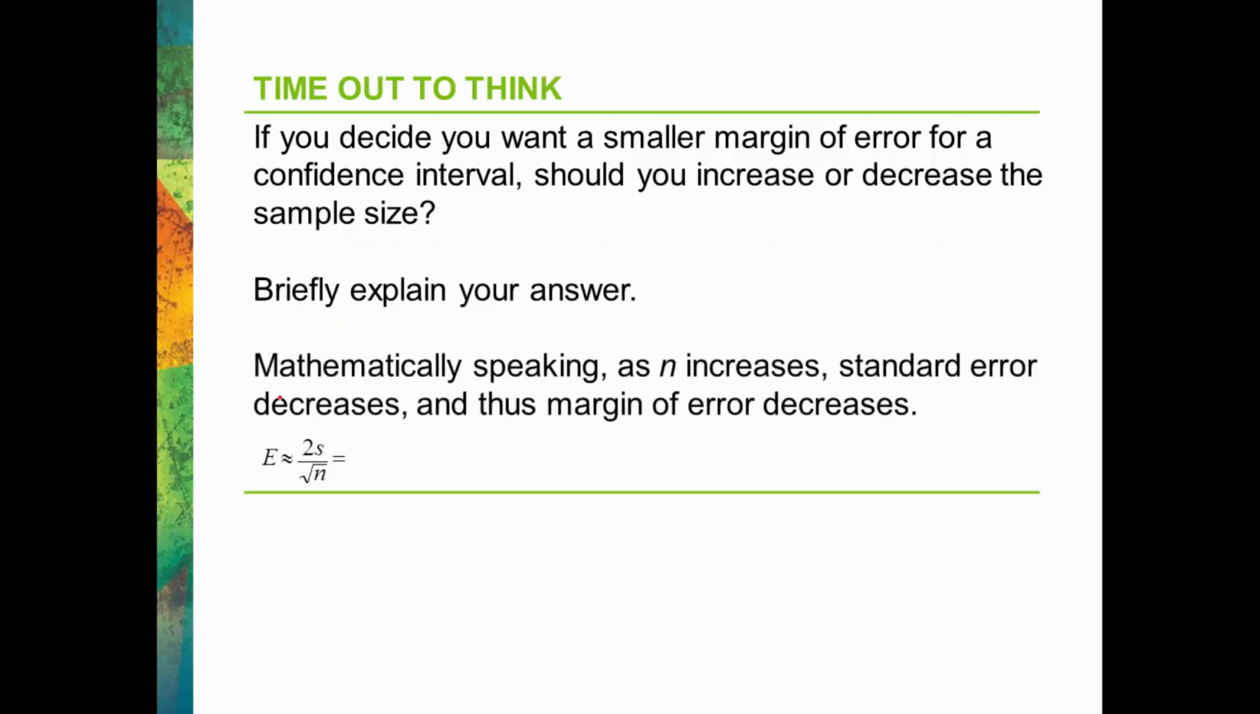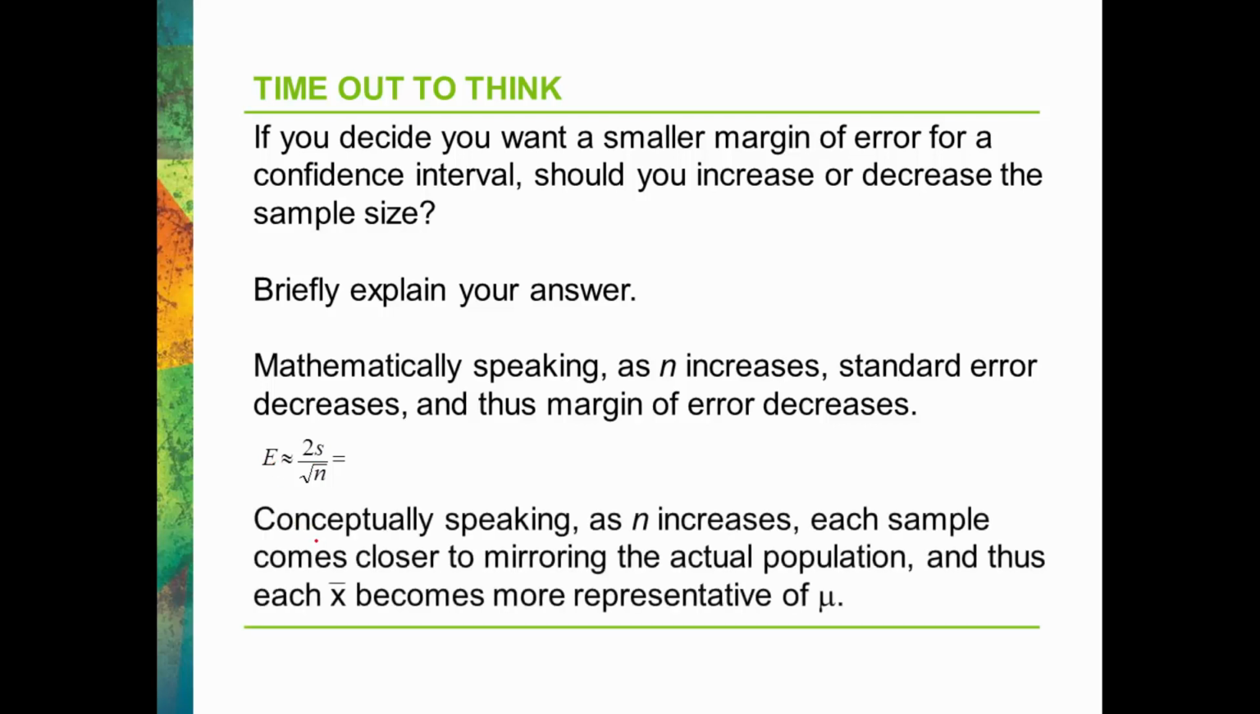Mathematically speaking, as n increases, our standard error decreases. We learned that long ago. As our sample size increases, standard error decreases, and thus our margin of error is going to decrease. So remember, standard error is simply based on our standard deviation divided by the square root of the sample size. So if we're dividing by bigger and bigger numbers, our standard error is smaller and smaller. Well, if we're multiplying 2 times our standard error, that means our margin of error is going to get smaller, mathematically speaking, as our sample size increases.